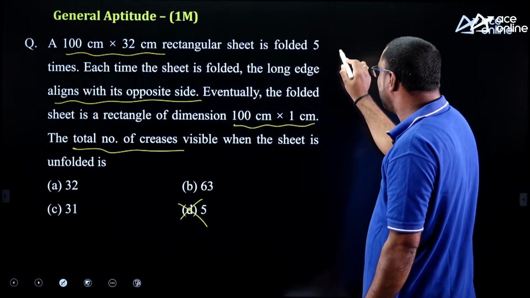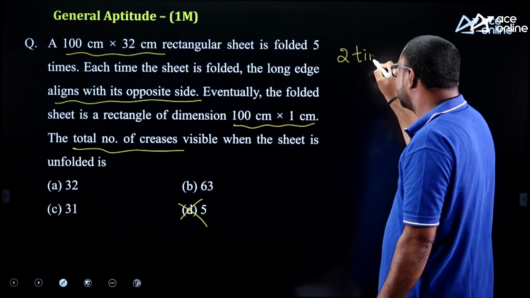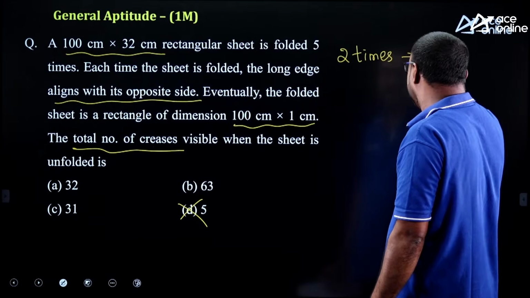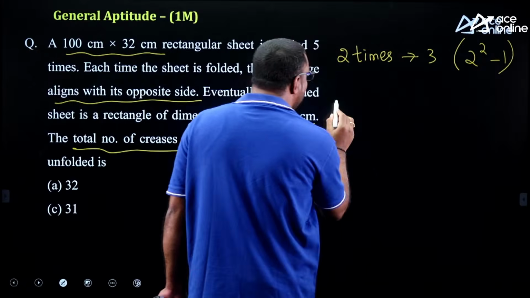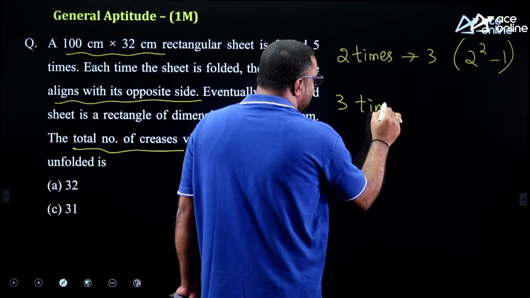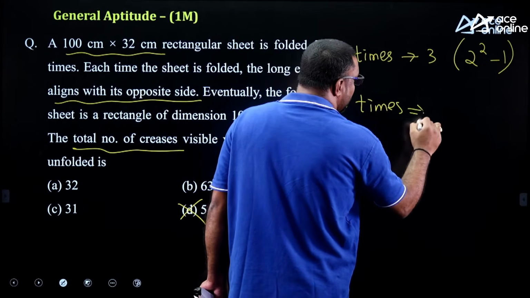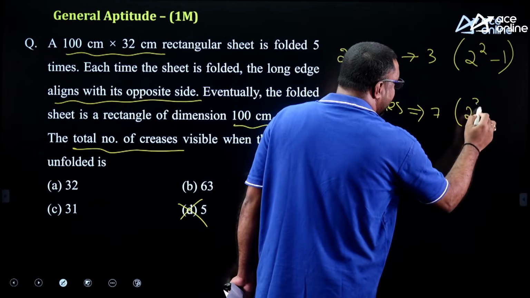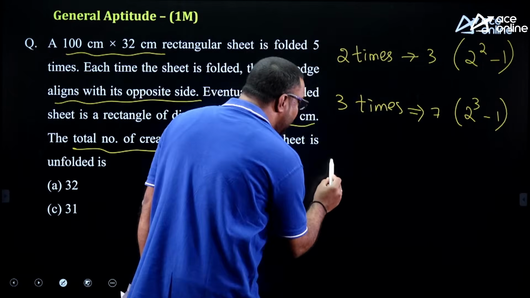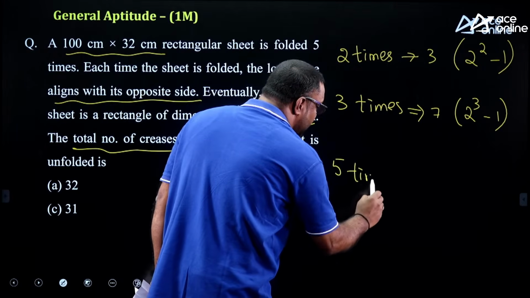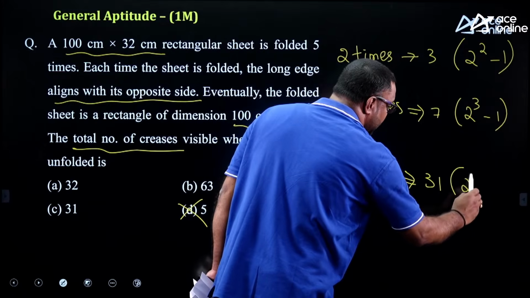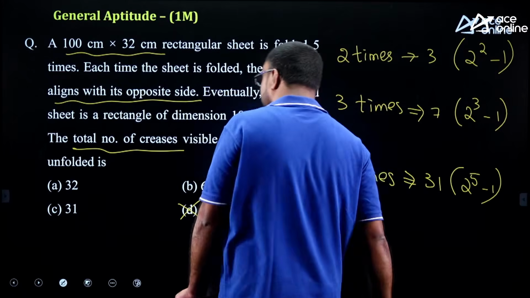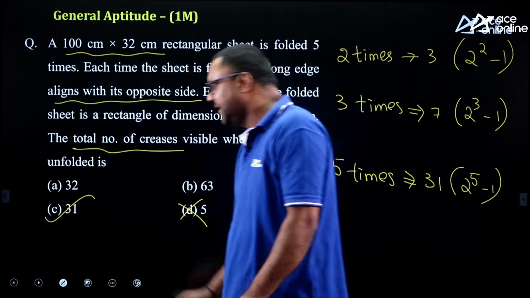So for 2 times we are getting 3 crease lines. This is actually 2 square minus 1. When you fold it 3 times, we got 7, which is nothing but 2 cube minus 1. When you fold it 5 times, you will get 31, which is 2 power 5 minus 1. So 31 is the answer, my dear friends.